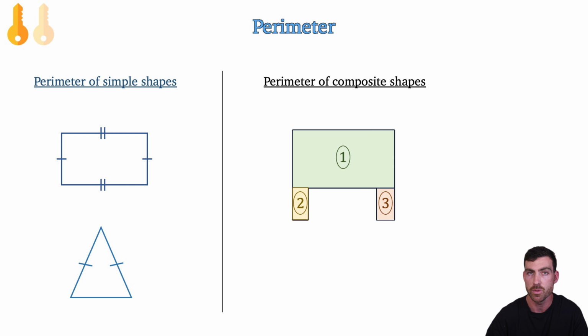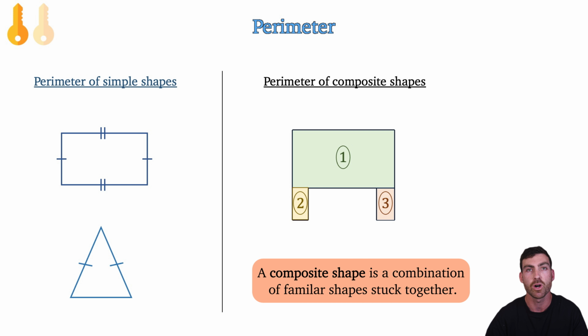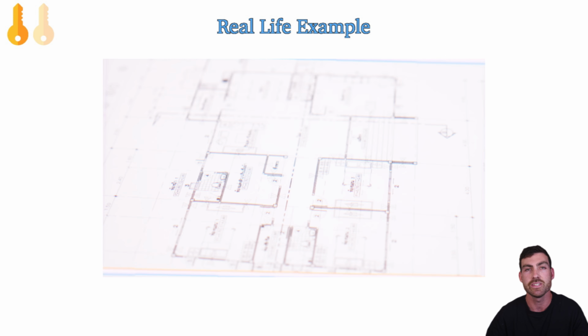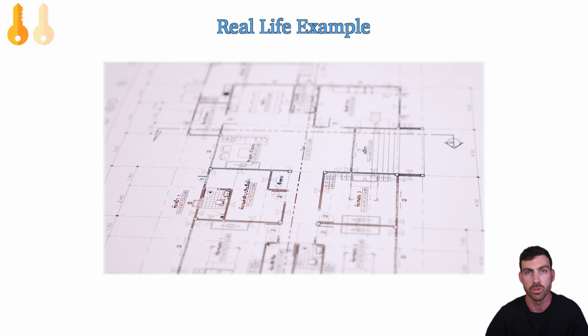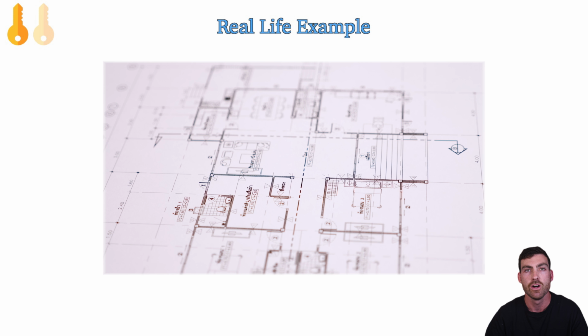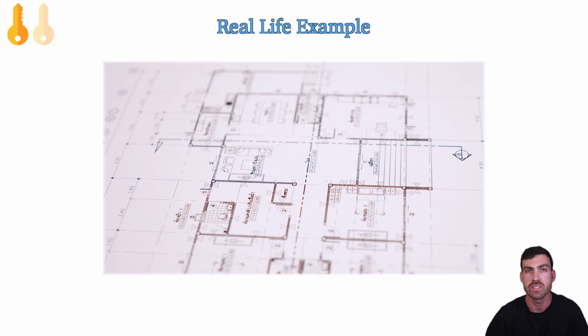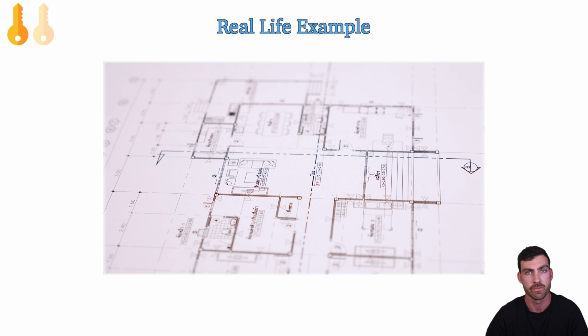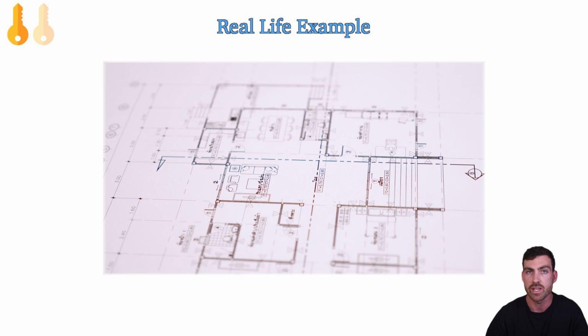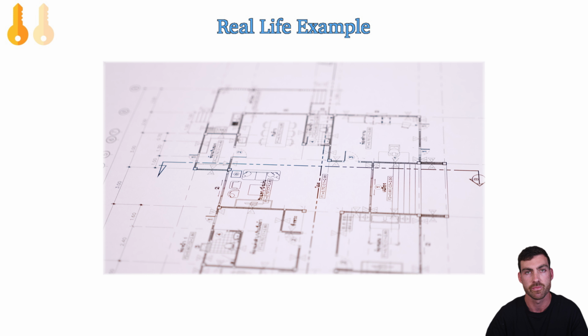They see an unfamiliar figure and think, I've never seen this before, and panic. But the truth is, every composite shape is just a combination of familiar shapes stuck together. You'll see this everywhere in real life. One example is a floor plan of a house. From a bird's eye view, you can see how the rooms connect to form a larger composite shape, a mix of rectangles and sometimes even triangles.